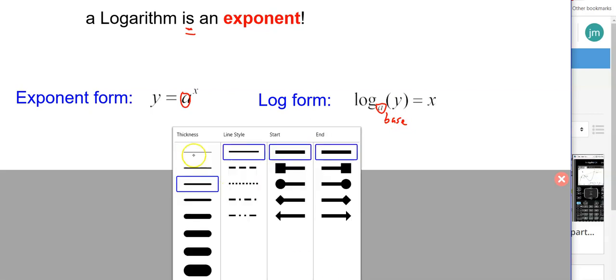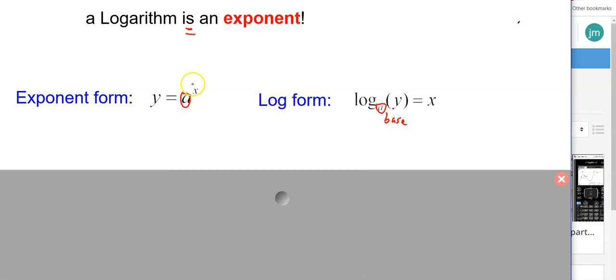The exponent is always up high. So the exponent is, in this case, this. This is the one I remember: a logarithm is an exponent. So the exponent is always on the other side of the equation. This guy is the exponent right there. The other number is the other number. Let me just show you a few examples of what I mean.